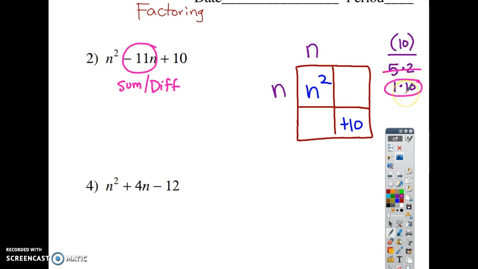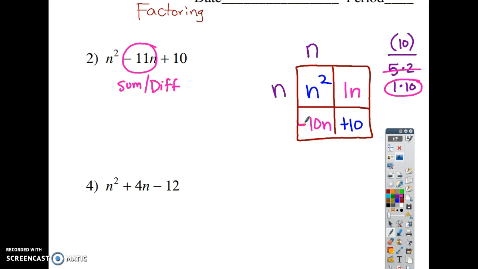So I'm going to use the 1 and the 10, and I'm going to put them here with n's, because we're talking about n's here, so it's 1n and 10n. So that's where you put them. Once you find the factors, put them inside the box. Now we need to worry about the symbols. This needs to be a negative 11, not a positive 11. So how will these two numbers give me a negative 11? If both of them are negative.